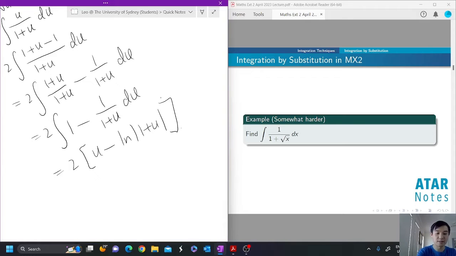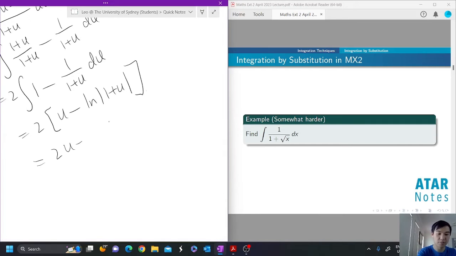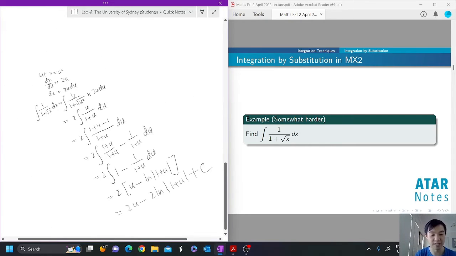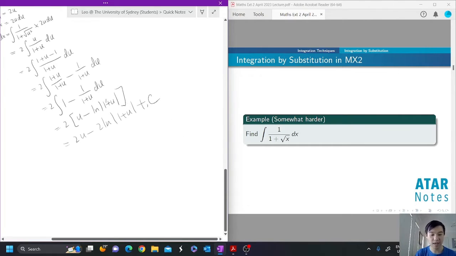And this will become 2u minus 2 ln absolute value of 1 plus u plus c. Don't forget your plus c, otherwise you'll lose a mark, because it's an indefinite integral and you want to account for any arbitrary constants.